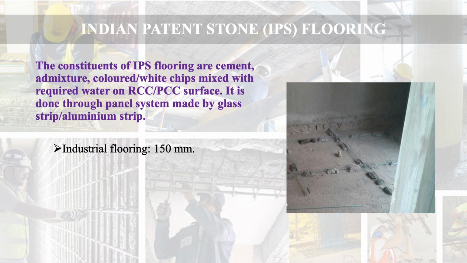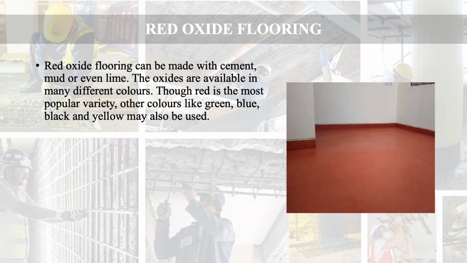For example, for a residential floor, a thickness of 75 mm is sufficient, whereas for an industrial floor, the thickness should be at least 150 mm. Then we talk about red oxide flooring. Red oxide flooring can be made with cement, mud, or even lime. The oxides are available in many different colors.